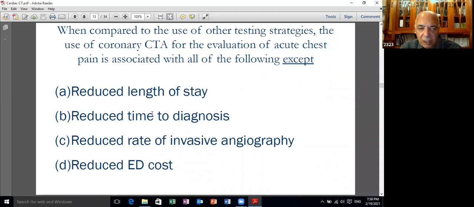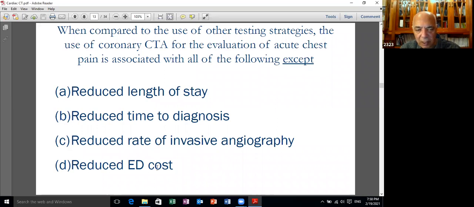You get a reduction in the time of diagnosis. That's why the NICE recommendation in the UK is advising the use of CTA for stable and unstable chronic conditions, whatever their presentation at the time of presentation. And there is reduction in the emergency department cost, but actually because of increase in the use of invasive angiography, the total hospital expenses is neutral. There is no change.